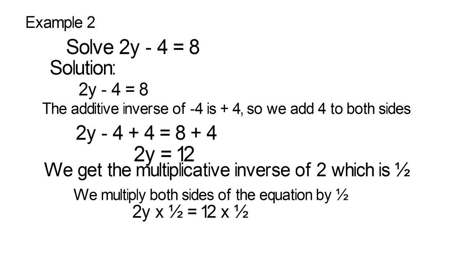Here, it means 2y divided by 2. Or we say 2 times 1 over 2 will give us 1. So I have y. 12 times 1 over 2, which is 12 times half, which is 12 over 2. And 12 over 2 is 6. So I have y to be 6.